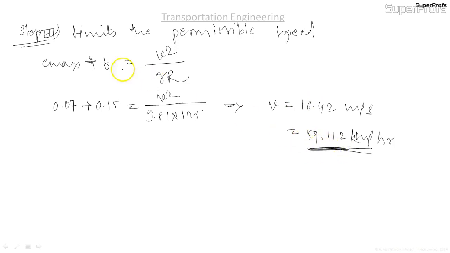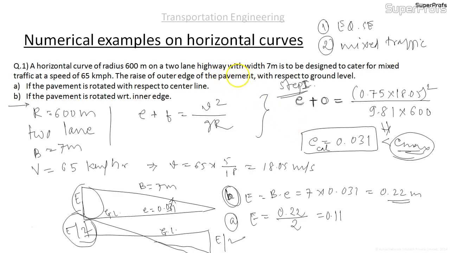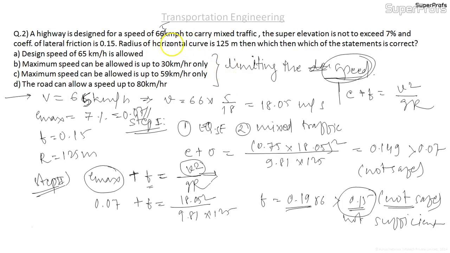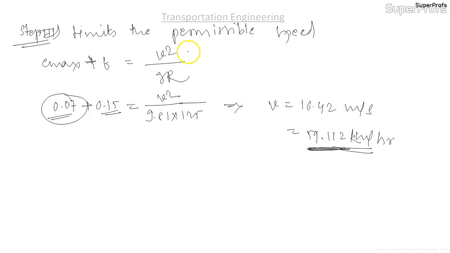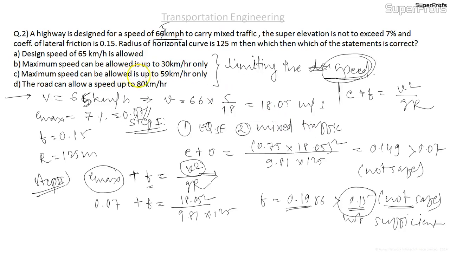So whenever we are providing super elevation equal to 0.07, that is 7%, and F to be provided is 0.15, at that time the velocity can be only up to 59.112 km per hour, even though the design speed is 66 kilometers per hour. But we have to now limit our velocity to 59.112 km per hour. So option number C is the appropriate choice, that maximum speed that can be allowed is up to 59 kilometers per hour.